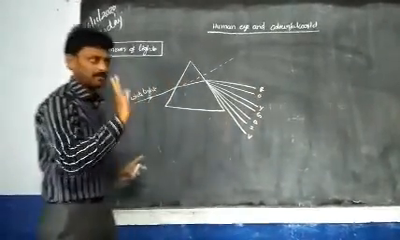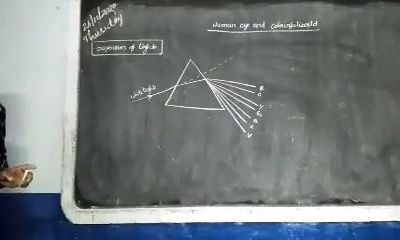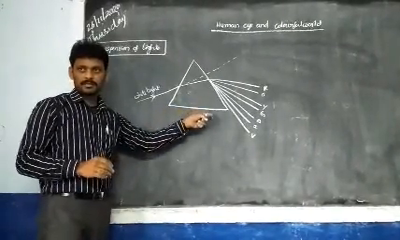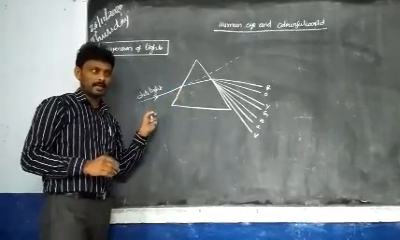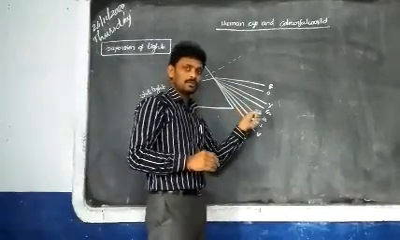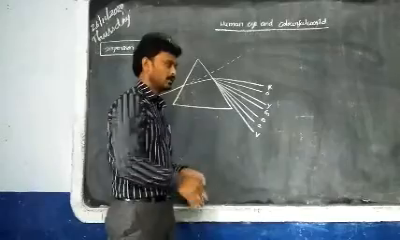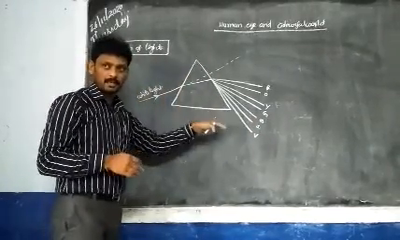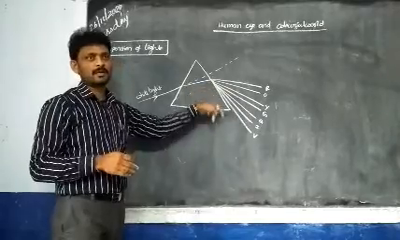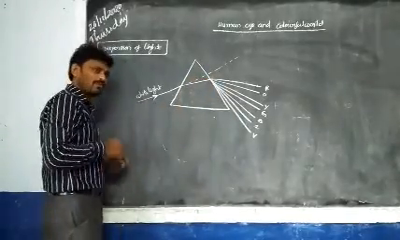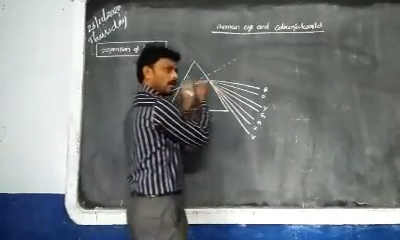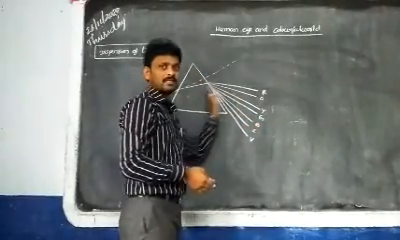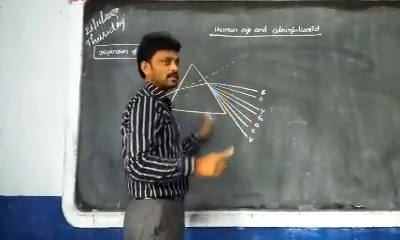7 colors. Simple definition: if anybody asks what is meant by dispersion, you have to say a simple thing. The process of splitting of white light into 7 constituent colors. Constituent means these are present inside the white light. So the process of splitting of white light into 7 constituent colors, when that light is coming out from a denser medium. Therefore I am mentioning the word denser medium.